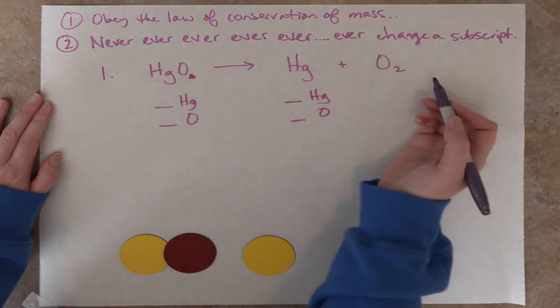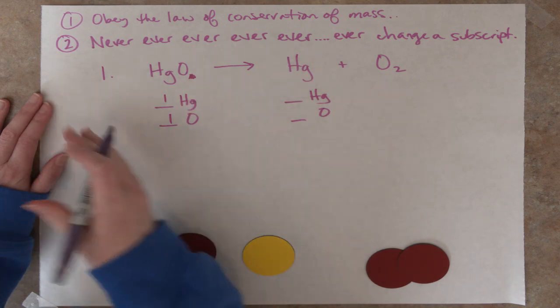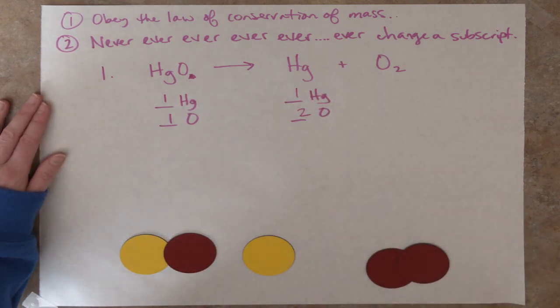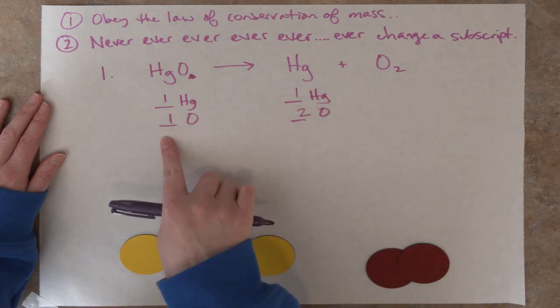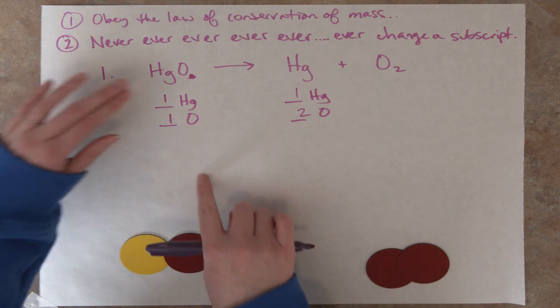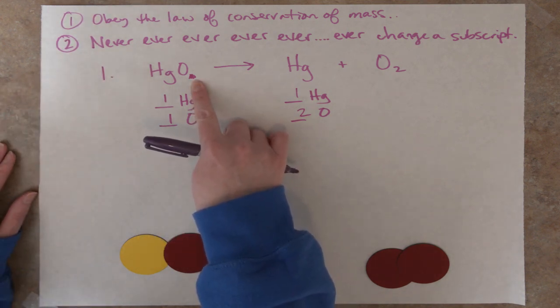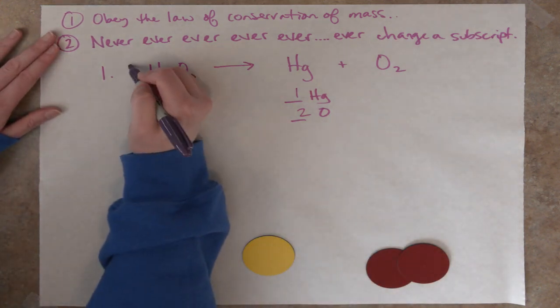So as this equation is written, I have 1 mercury and 1 oxygen on the reactant side, and I have 1 mercury and 2 oxygens on the product side. So mercuries match, oxygens don't. So I need to get more oxygens on this side. As we already discussed, changing the subscript is not a thing. So what you need to do is put a coefficient out front.